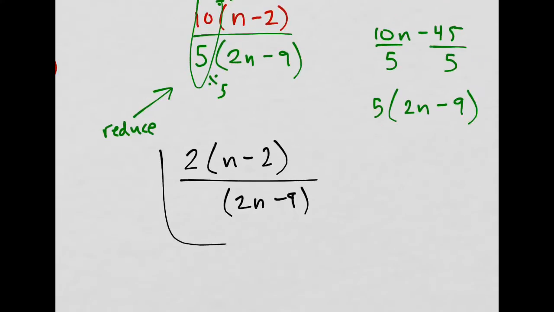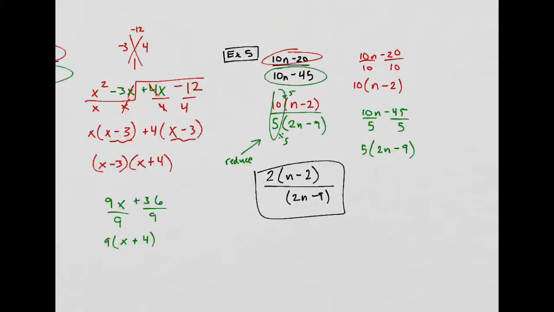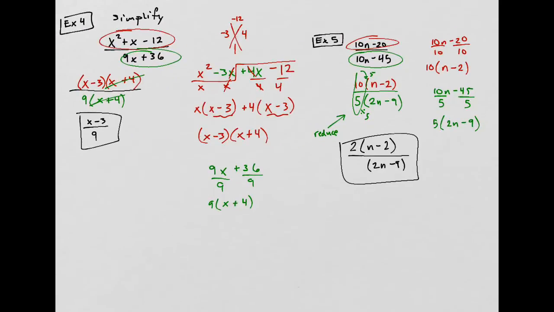So there's my answer. I cannot cross out these 2's, because this term is connected with subtraction. If you did that, it wouldn't work out. It would be wrong. So there you go. Those are the two examples.